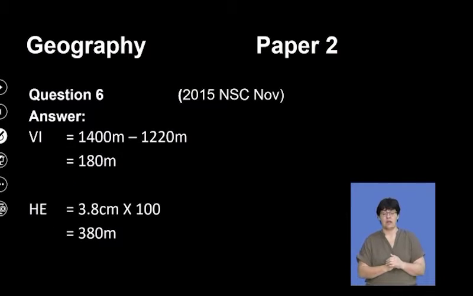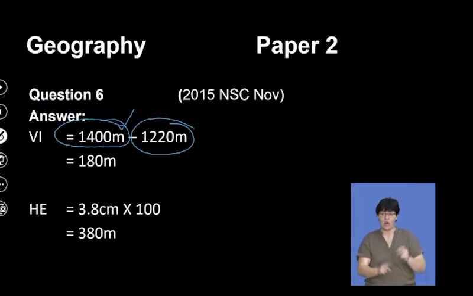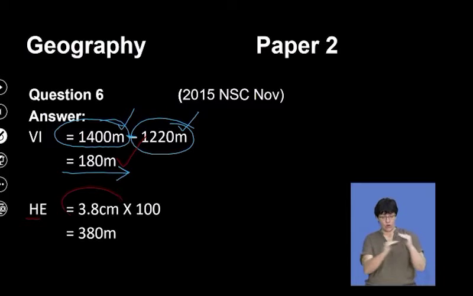Looking closely at my vertical interval, when I looked at the contour lines on the orthophoto, the first point, 1,400 meters. The second point, 1,220 meters. The difference between the higher height and the lower height is 180 meters. Hence, I've got my vertical interval. For my horizontal equivalent, remember I am measuring the distance between the 2 points.